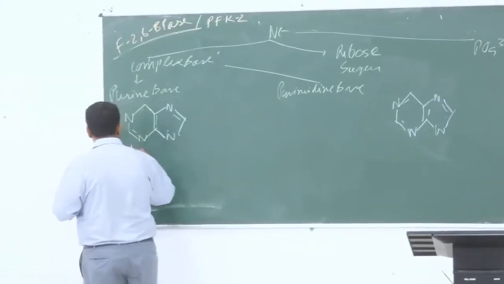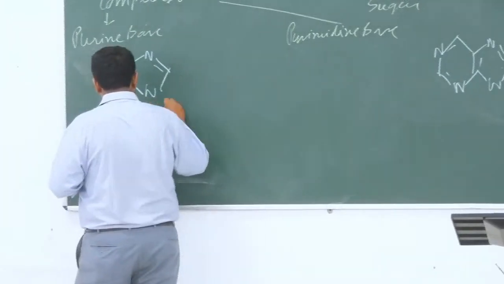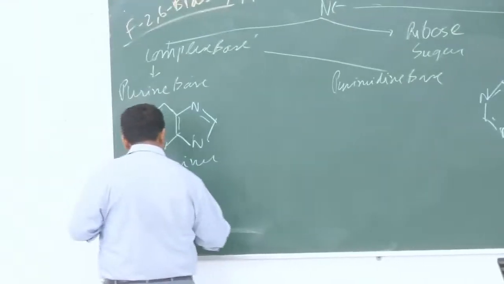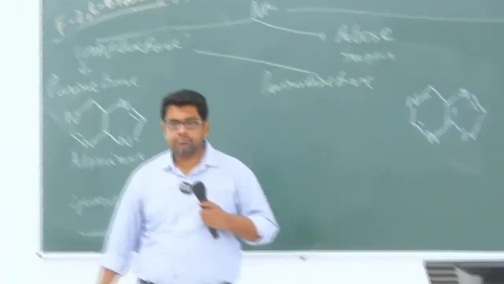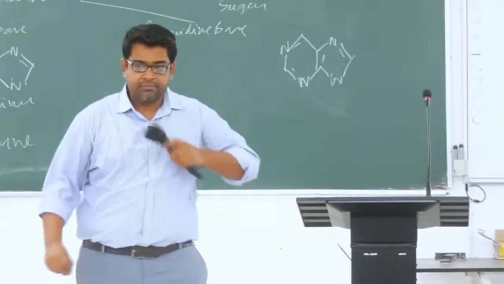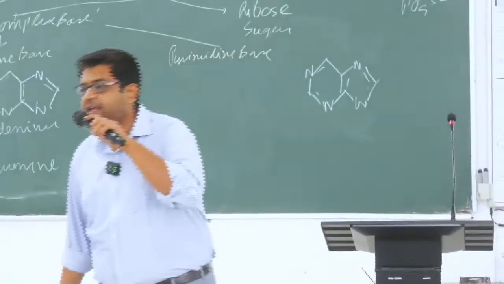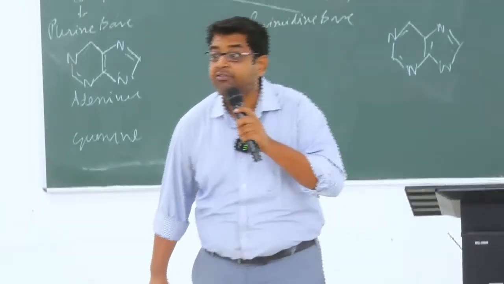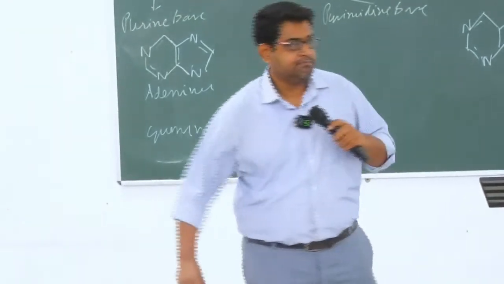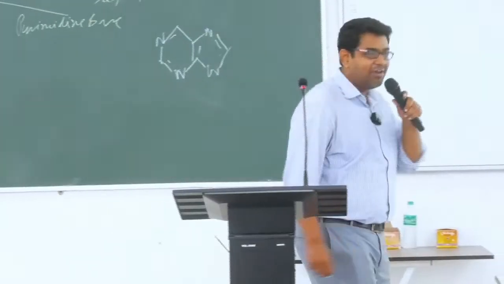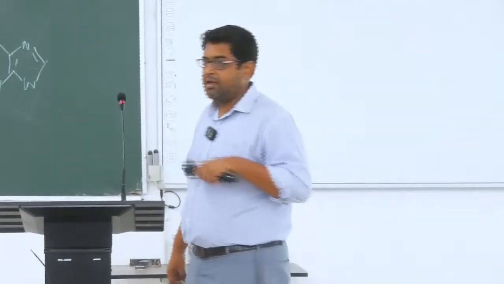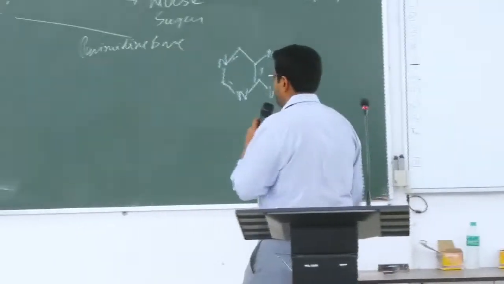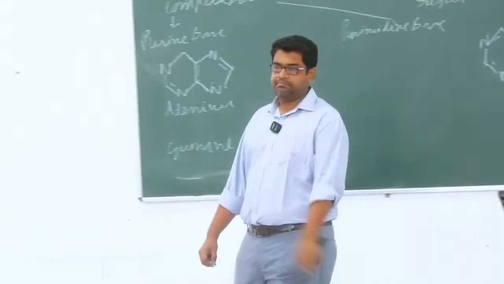Then you remember 2 names. One is adenine. Another is guanine. Adenine and guanine. But all rings, including wedding ones, have numbers. Okay? All rings have numbers. So here, you need to know how to number them.